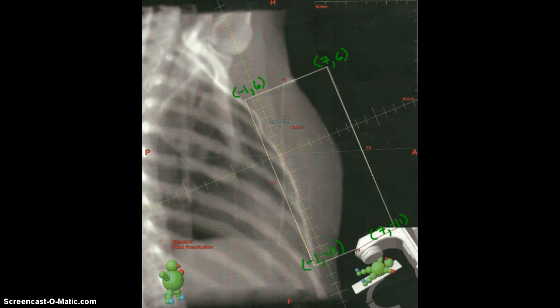Now let's just say that the technician had a very bad day, and instead of putting in 7, 6, he put in -7 and 6 and -7 and 11. That would shift the box to the left, and the new box would be located here. Now, let's imagine what would be in the new box area.